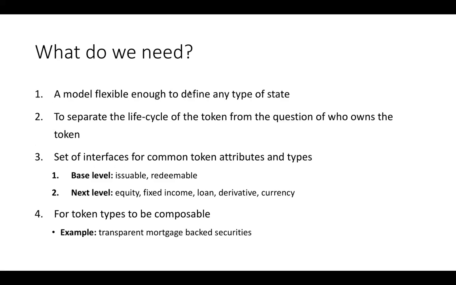Okay, so what do we need to represent tokens in the best way possible? So we need a model that's flexible enough to define any type of state. So maybe not just tokens, maybe we need to define something else that we haven't even thought of yet. So we want this model to be as flexible as possible. Then the second point, I think, is a really important one, and I'm going to talk about this a bit more later on. And that is to separate the life cycle of the token type from the question of who owns it.